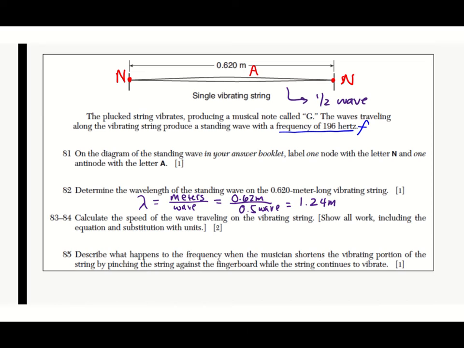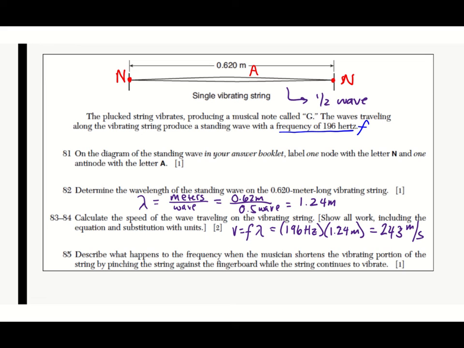Okay. Number 83 to 84, calculate the speed of the wave traveling on the vibrating string. We have to show all work. So here's the equation, v equals f times lambda, wavelength. We're calculating for speed. The frequency they give us is 196 hertz times a wavelength of 1.24 meters. And you get your answer to be 243 meters per second.